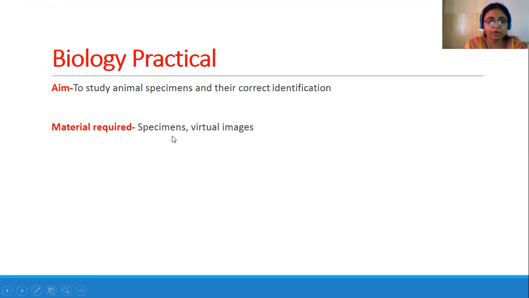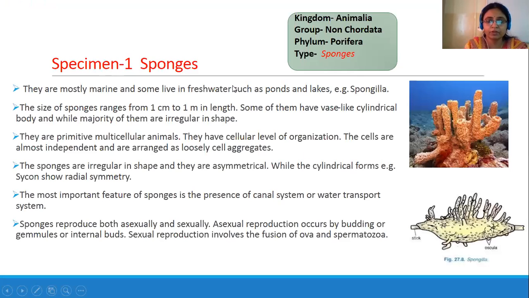So what are the material required? We require the specimens, virtual images for it. Fine. So let's begin. So first specimen for today's study is the sponges. The sponges, they belong to the phylum Porifera.